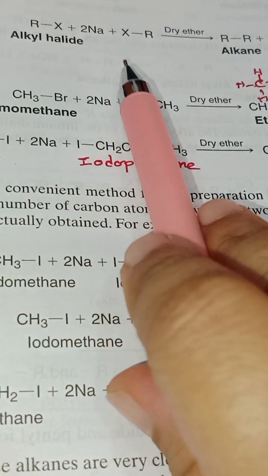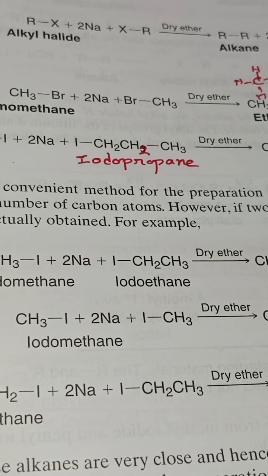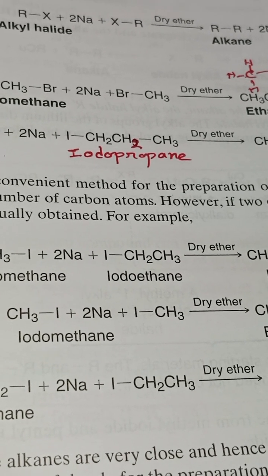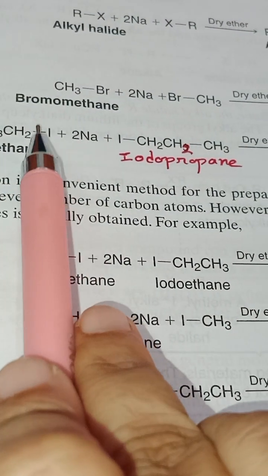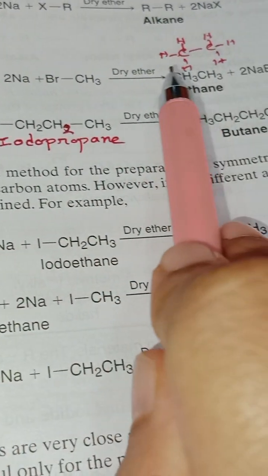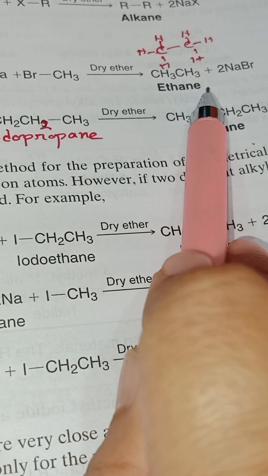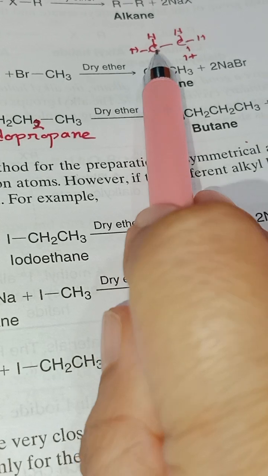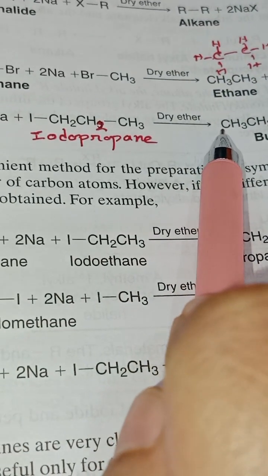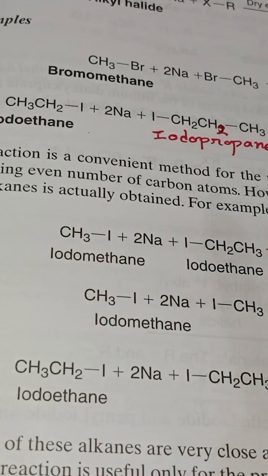And this particular reaction is also known as a coupling reaction. Due to this coupling reaction, carbon-carbon bond formation happens. Here you can see we have used bromomethane. So, due to the Wurtz reaction, there is a carbon-carbon bond formation. Though we write CH3-CH3, ethane, we know that this is a carbon-carbon bond formation. That's why this reaction is so important in organic chemistry.